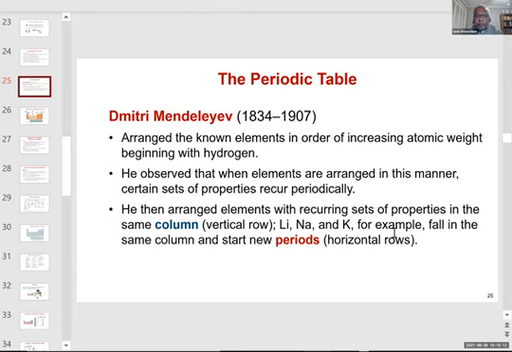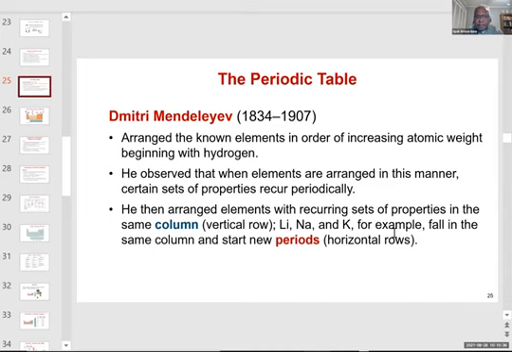Okay. When we arrange elements in the periodic table in a manner, the properties will recur. That means repeat periodically. I'm going to show its periodicity in the groups in a minute.